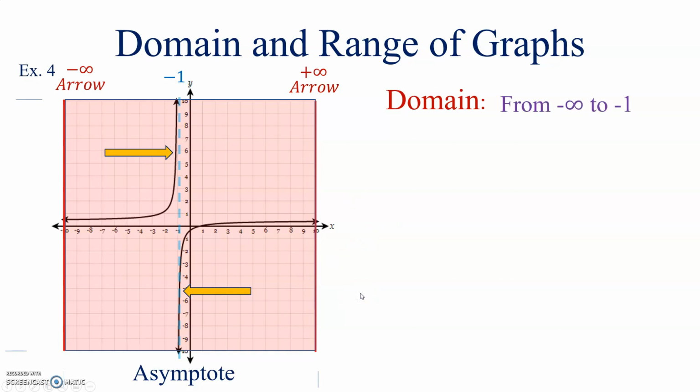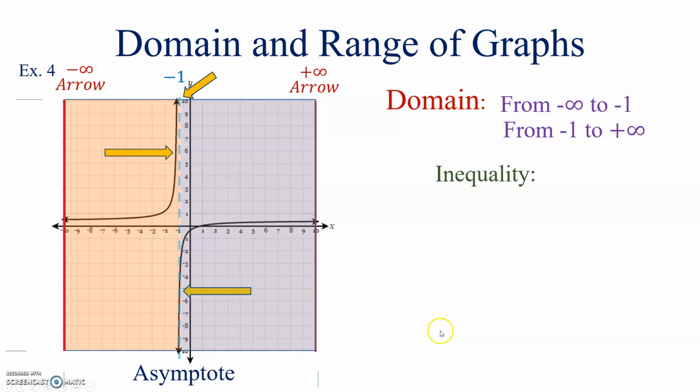So it looks like the domain has to be broken into two parts. We're looking at from negative infinity to -1, and then from -1 to positive infinity. This domain is broken up into two parts because the asymptote kind of breaks it up. It says, hey, you can move this whole thing, but you just can't be at -1. So let's write this as an inequality.